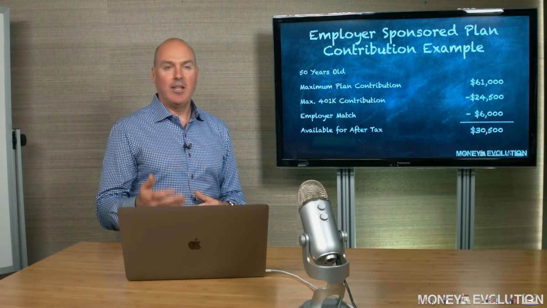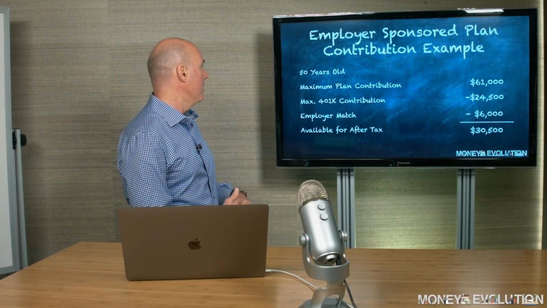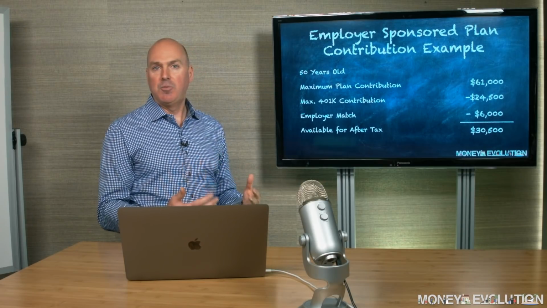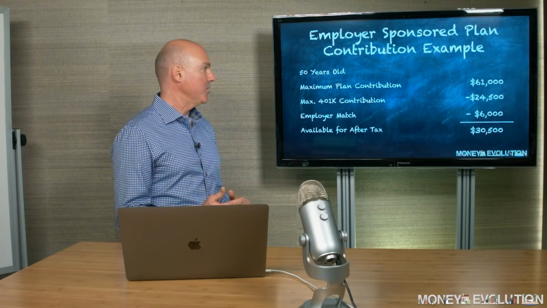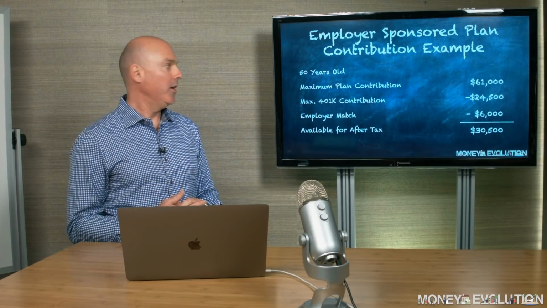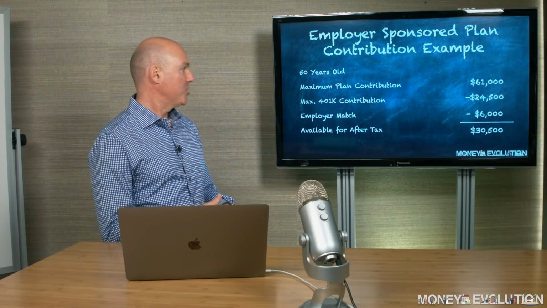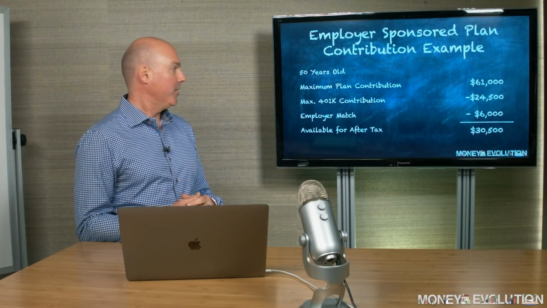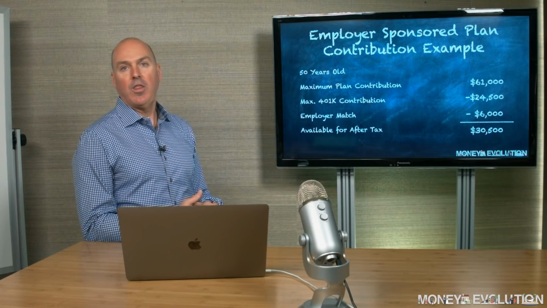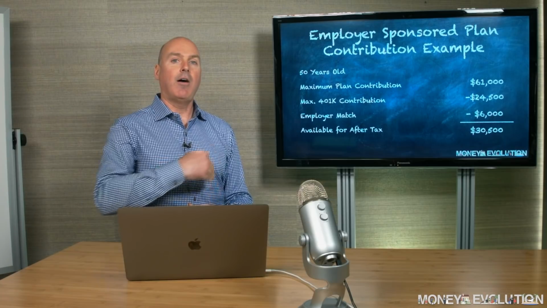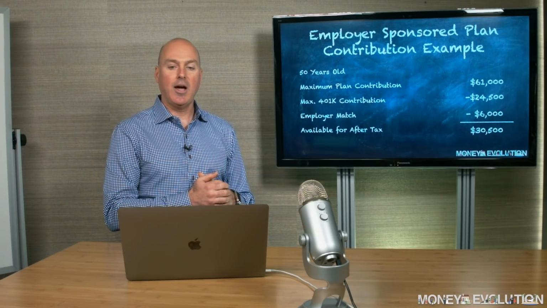So let's take a look at an example because I think it'll make a lot more sense here. We're going to assume if you're 50 years old or older, the maximum contribution into the plan is $61,000 a year. We're going to assume that you're maxing out that $24,500 into either the Roth or the traditional. The employer is matching $6,000, let's say hypothetically, and that leaves $30,500 that's eligible according to the IRS rules of how much could go into that after-tax account.